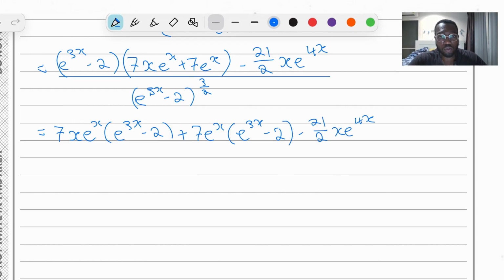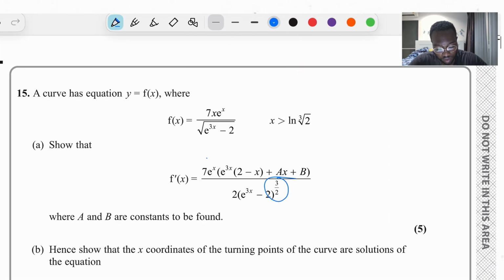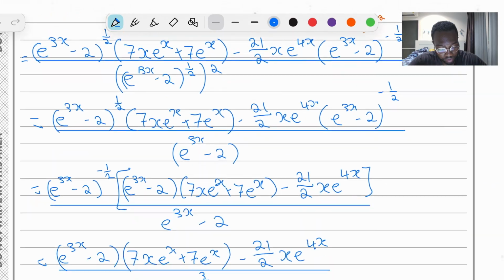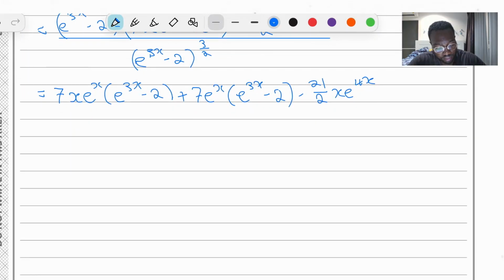Okay, I'm just going to focus on the numerator for now, and then I'll go back to the denominator in a second. Okay, so now we've got this. What can we do with this? So in the question, as you can see here, on the numerator, we have a 7 e to the x outside, so we need to take a factor of 7 e to the x out. Okay, so that's what we're going to do here.